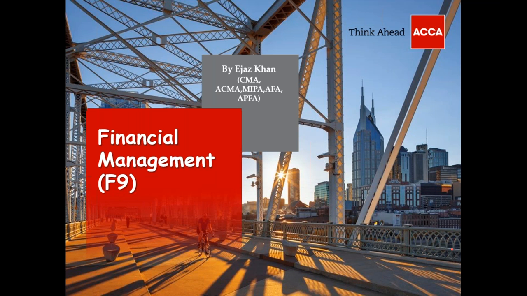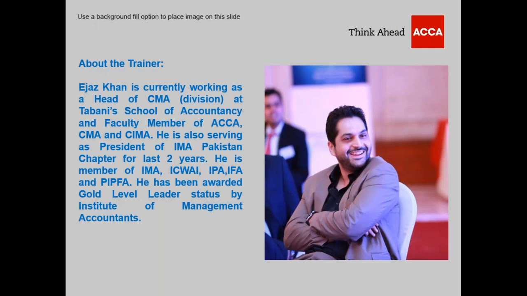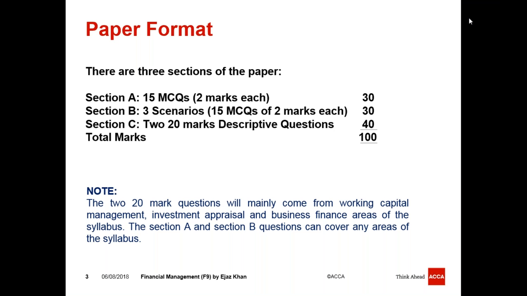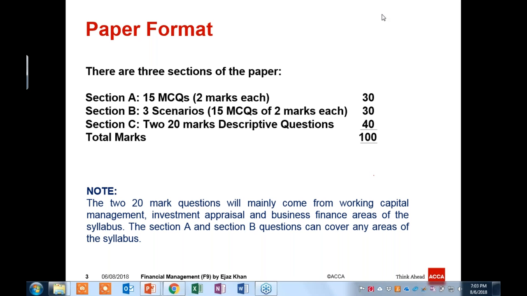Before we start the basics, let me first discuss the paper format for your computer-based exam. As with your other foundation level papers, the financial management paper will have three sections, one of which will be section A, which will have 15 multiple choice questions or objective type questions with 2 marks each and 30 marks in total.